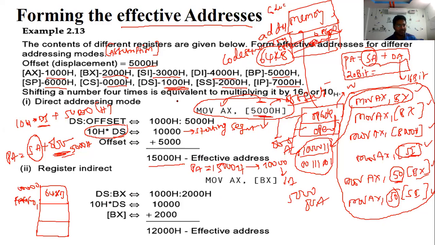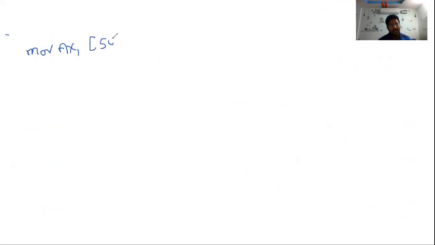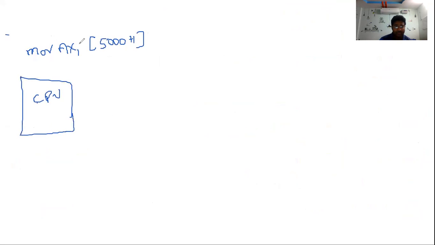You can see one more example. See this instruction: MOV AX, address. See the example carefully. It is very easy to understand how the microprocessor works. Whenever the microprocessor CPU is going to execute the instruction, it goes to that 5000 location.